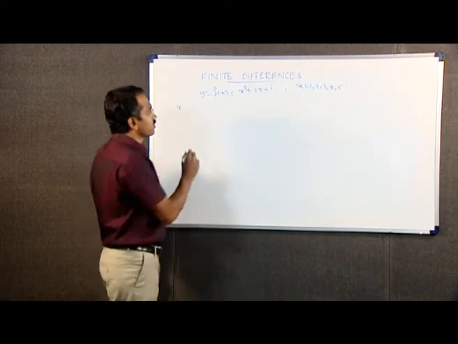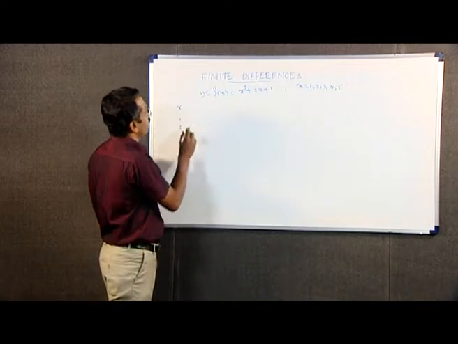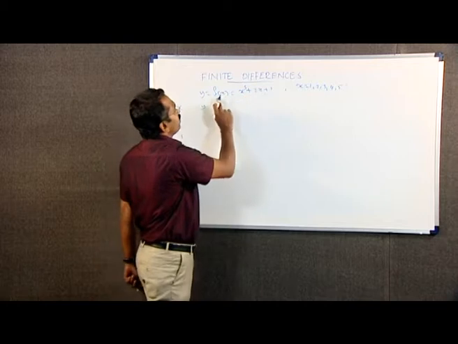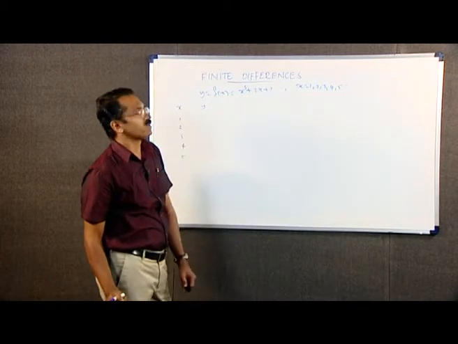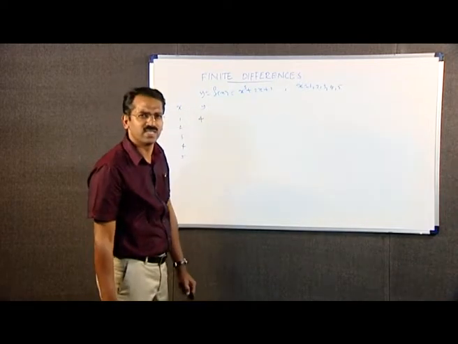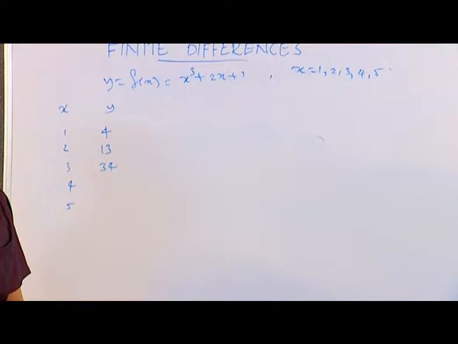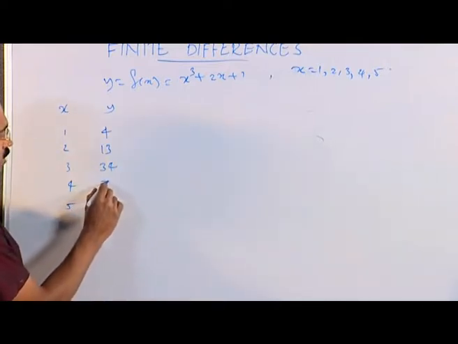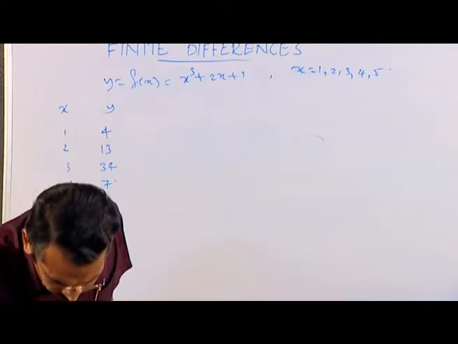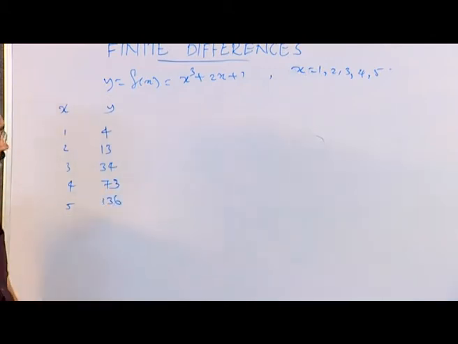The first column is x, that is 1, 2, 3, 4 and 5. Here y of f of x, that is y. For x equal to 1, y is 1 plus 2 plus 1, that is 4. For x equal to 2, it is 13. For 3, y equal to 34. For x equal to 4, y equal to 73. And for x equal to 5, y is 136.